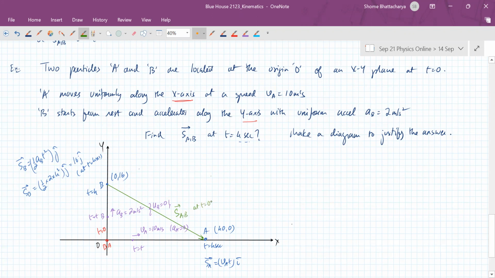Sir, magnitude will be 12. Yeah, magnitude is fine. We can work that out as a vector thing.